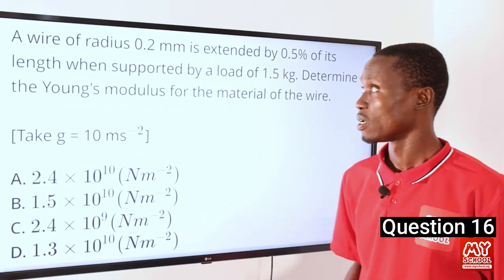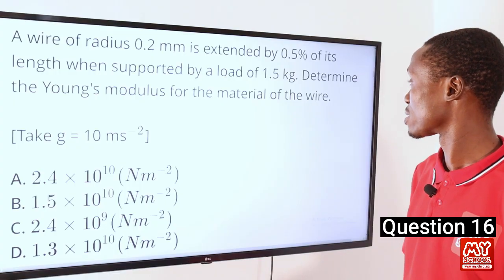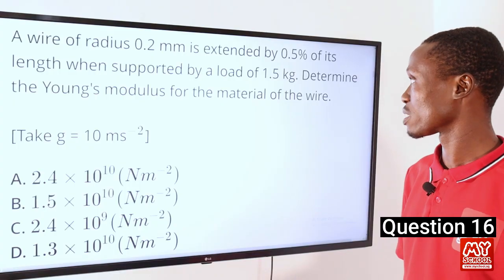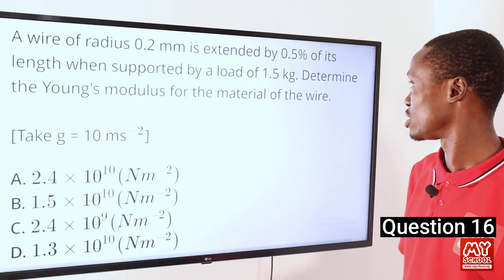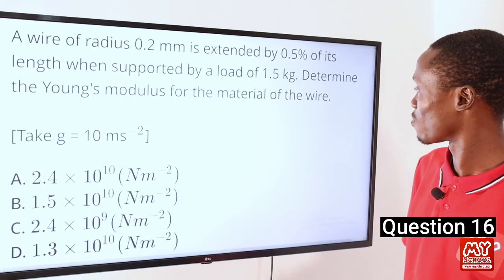Question 16. A wire of radius 0.2 millimeter is extended by 0.5% of its length when supported by a load of 1.5 kg. Determine the Young's modulus for the material of the wire.